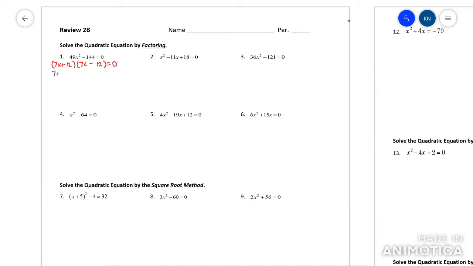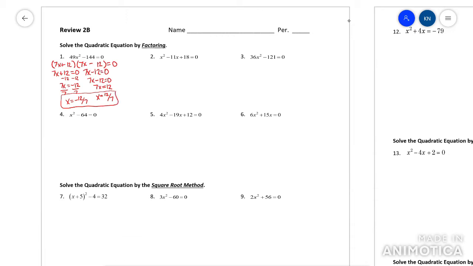Now go set each of these equal to 0. So minus 12, divided by 7. Then same thing for this other one, except you would add 12, then divide by 7. I'm not going to show all my work for all of these questions, so sorry in advance.